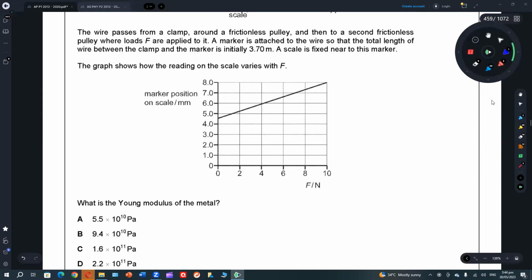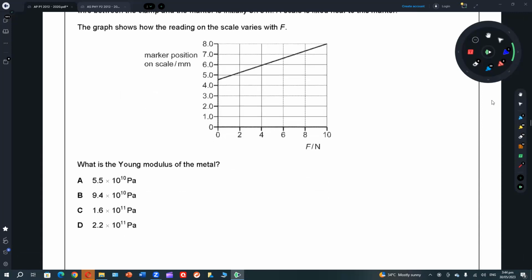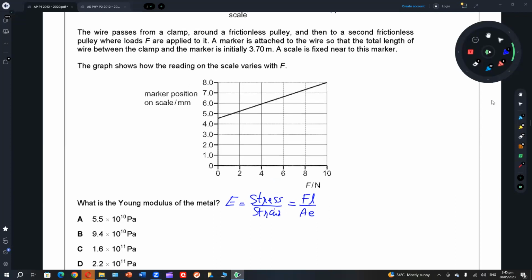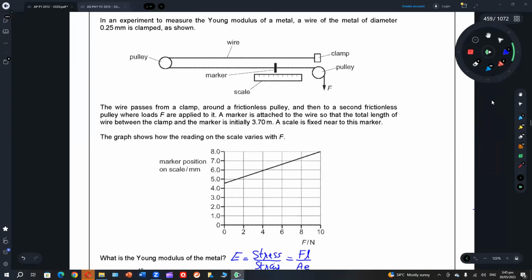what is the Young modulus of the metal? What is the formula for Young modulus? Stress over strain or FL over A. Very good. But in the graph, it is showing almost 4.7 at 0 Newton force. It means actually it is not showing the length. It's showing marker position. Now, this is the formula. I think you should read the question again because this story is actually giving a confusion.